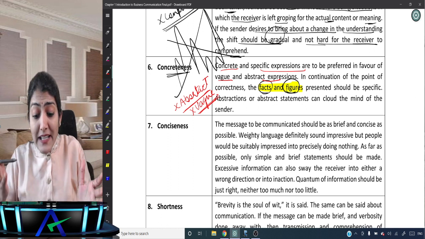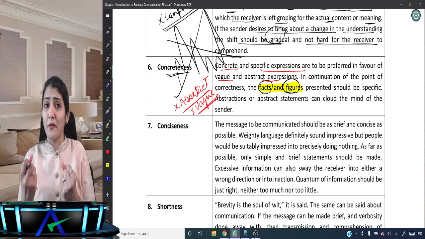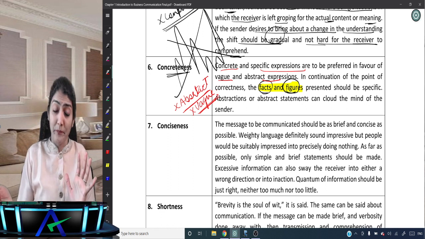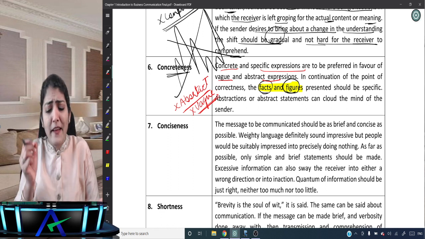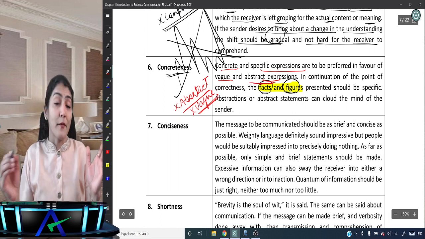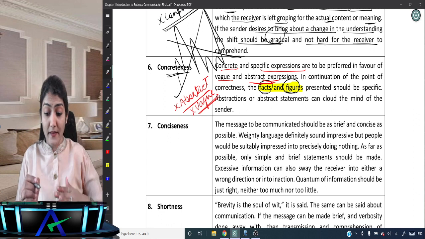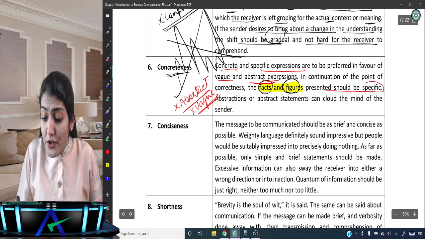Right, so concrete and specific: anything which is not supported with facts and figures is just abstract, just vague. Concrete and specific expressions are to be preferred in favor of vague and abstract expressions. Right, in continuation of the point of correctness, what we had seen, the facts and figures presented should be specific.